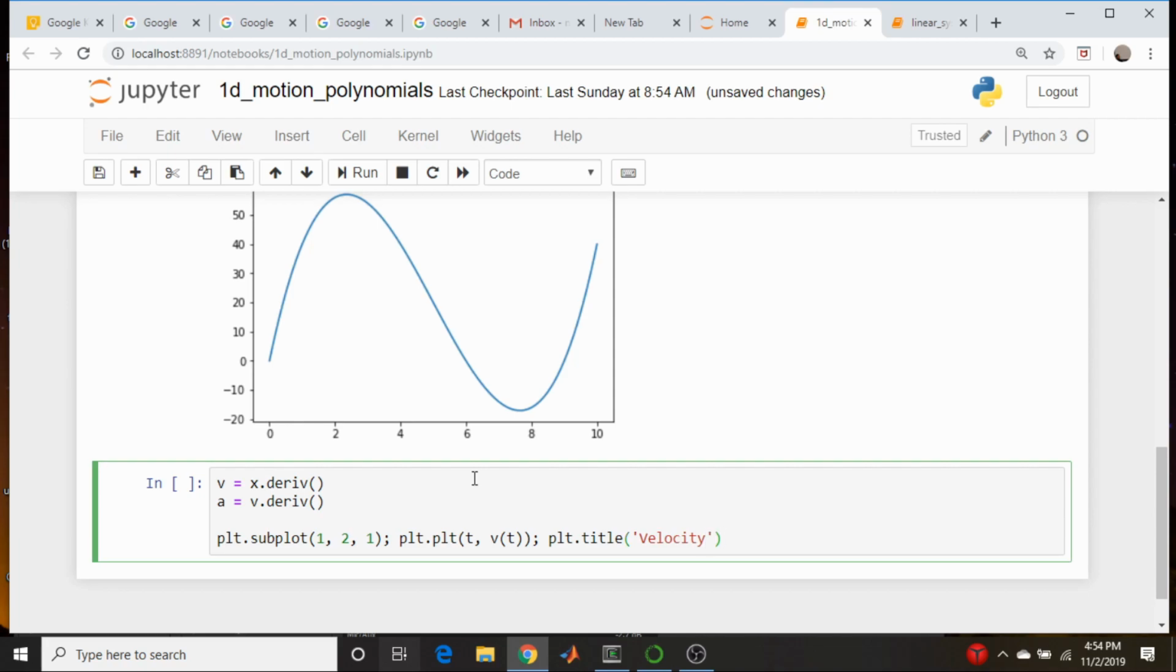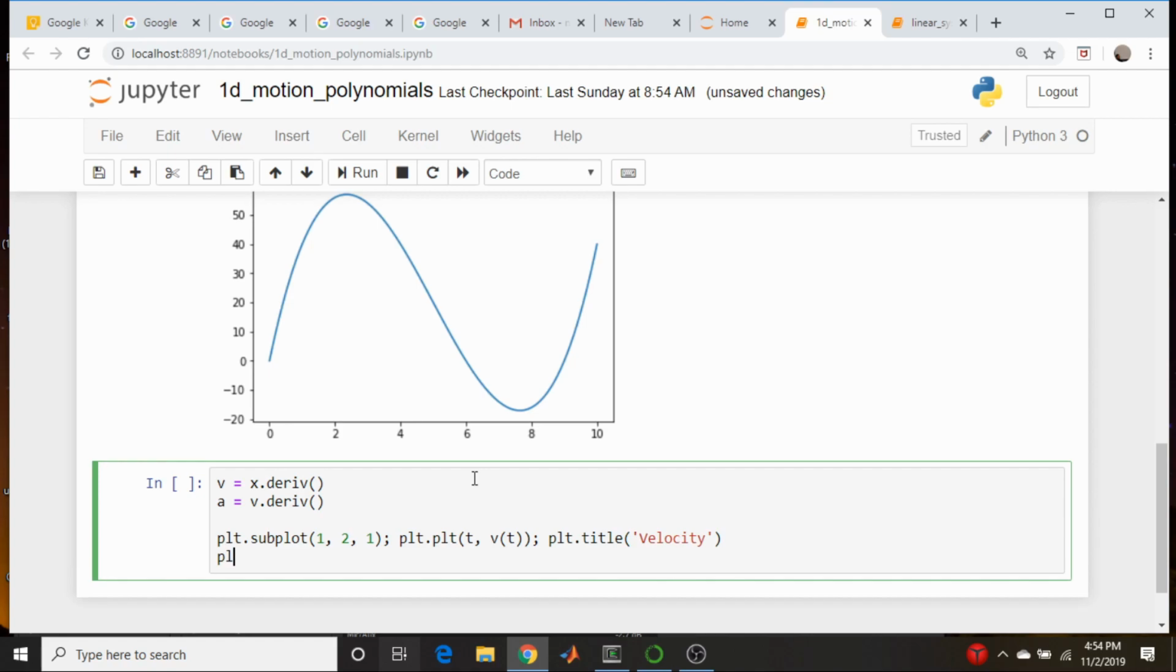And let's do the same thing for the acceleration. So plt.subplot(1, 2, 2), our second plot, and do plt.plot(t, a(t)). And let's also put the title on here. So plt.title, acceleration.